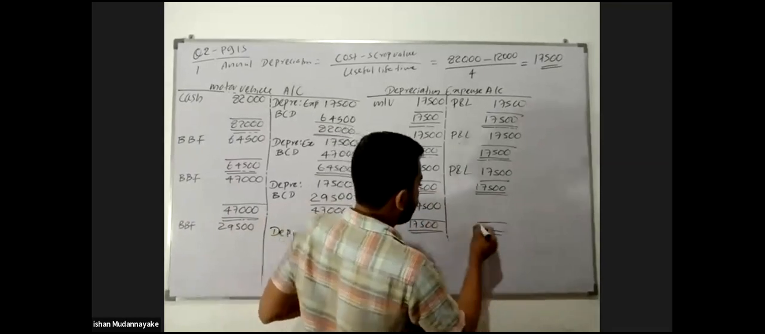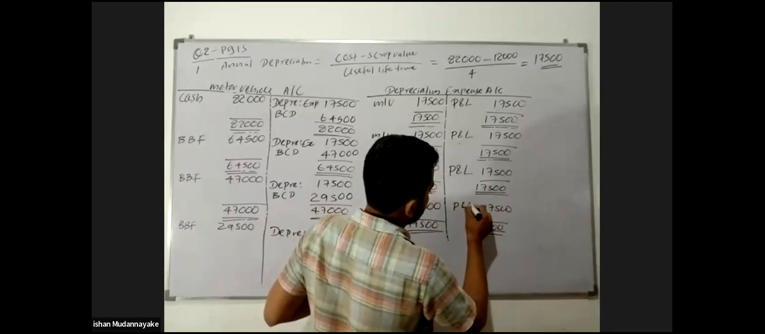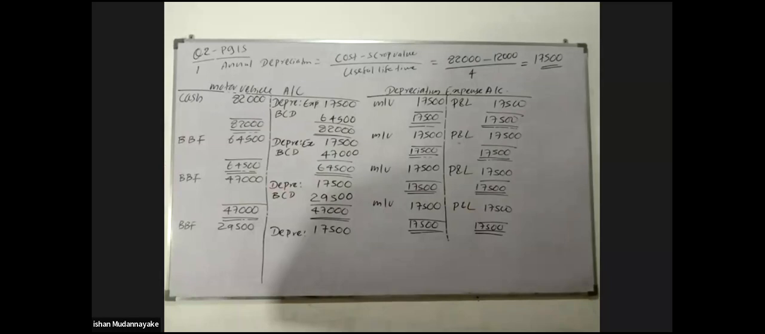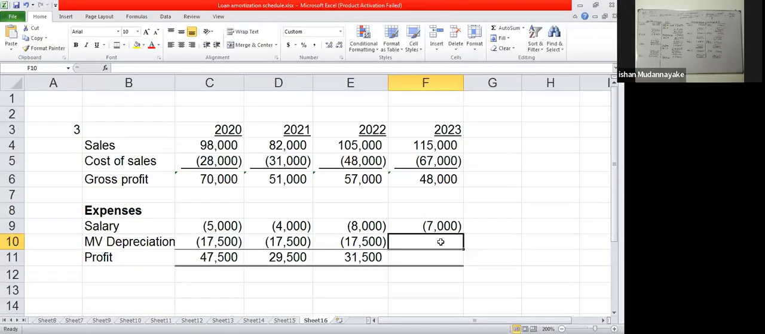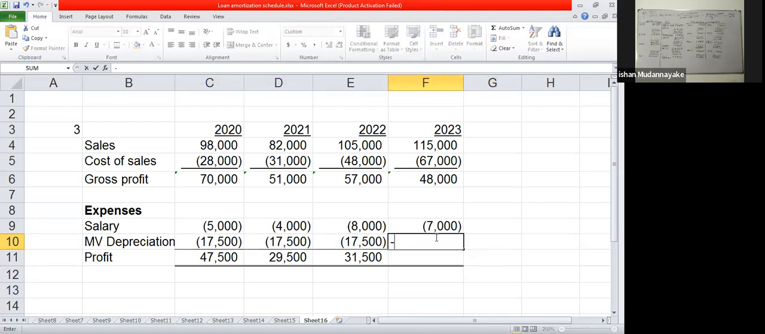Transfer to profit and loss. This 17,500 is transferred to profit and loss. Then go to the profit and loss statement in the fourth year. Calculate the profit. Right, 17,500.